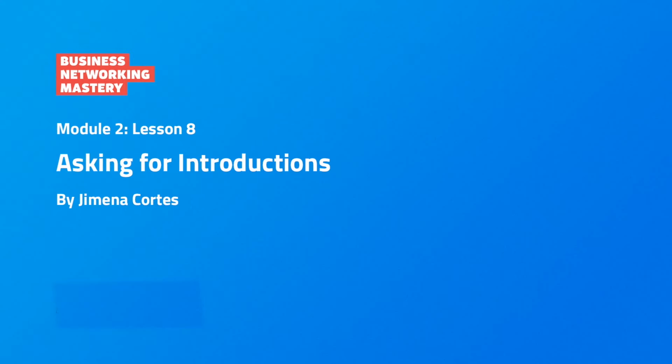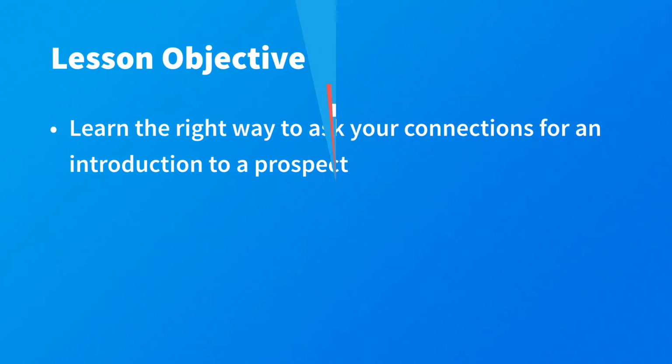Welcome back to today's lesson, where we're going to be talking about the right way to ask for introductions to potential prospects from the connections that you currently have. Now, in the previous lesson, we discussed what to do if your profile gets restricted from sending requests to connect. One of the ways that you can prevent that is by having a really high acceptance rate when you are sending people those requests to connect.